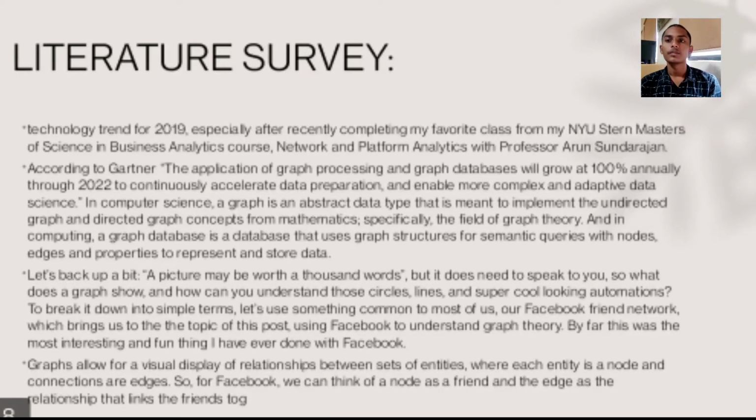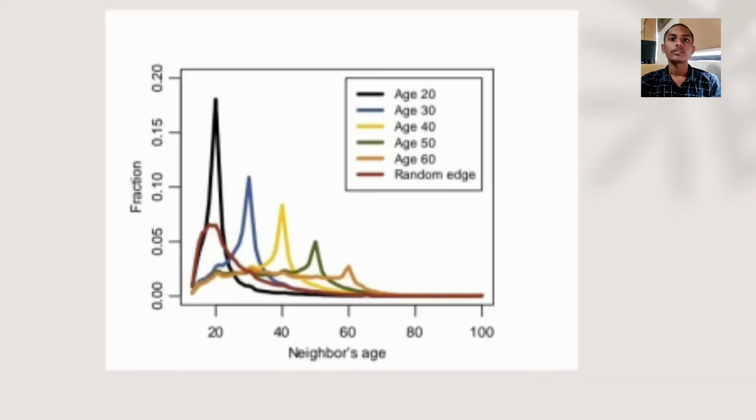By far, this was the most interesting and fun thing I have ever done with Facebook. Graphs allow for a visual display of relationships between sets of entities, where each entity is a node and each connection is an edge. So for Facebook, we can think of a node as a friend and the edge as the relationship that links the friends.